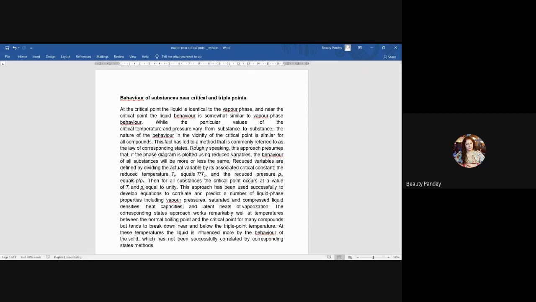Like, if one particular material's specific heat constant is increasing near the critical point, it does not mean that it will increase only for that material. All other materials also will see an increase in their specific heat constant near their critical point. So this is known as the law of corresponding state.